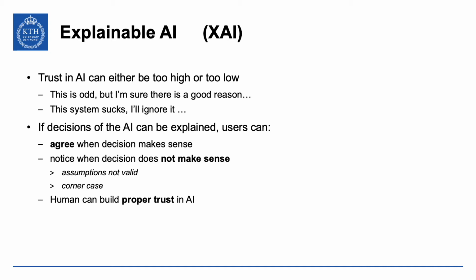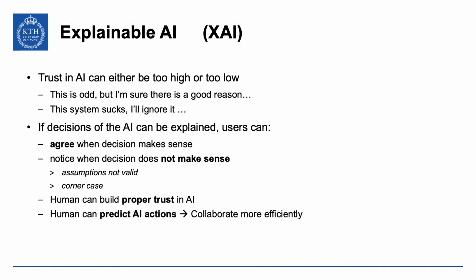And by giving explanation, the human can also build a proper trust in the AI, kind of get a feeling for when it's going to work, when the suggested decision is reasonable, and when it's not.